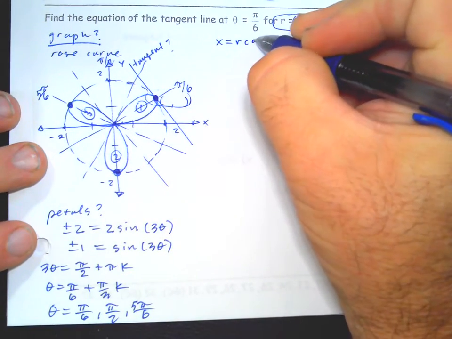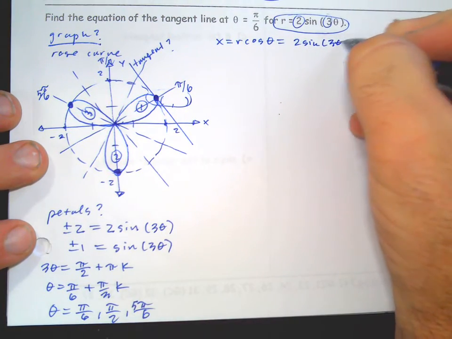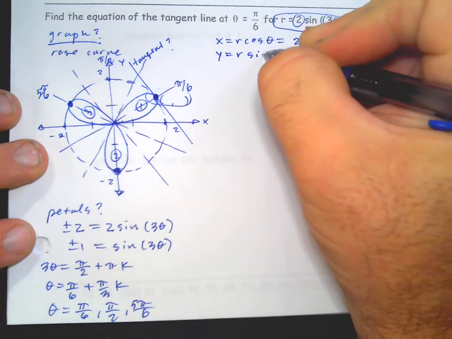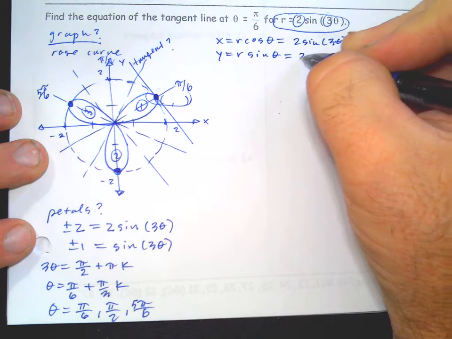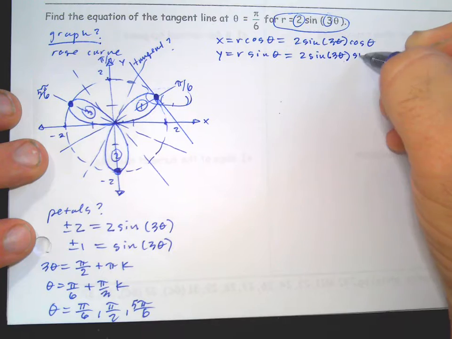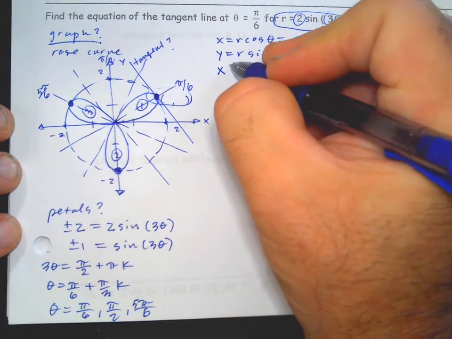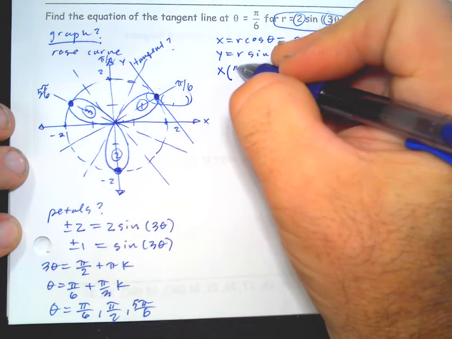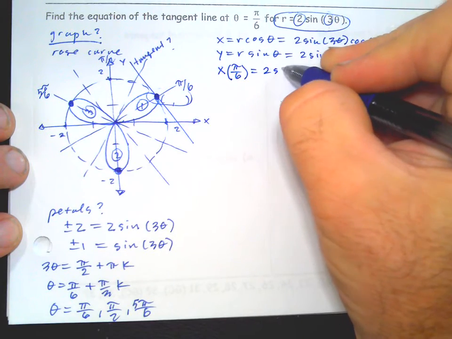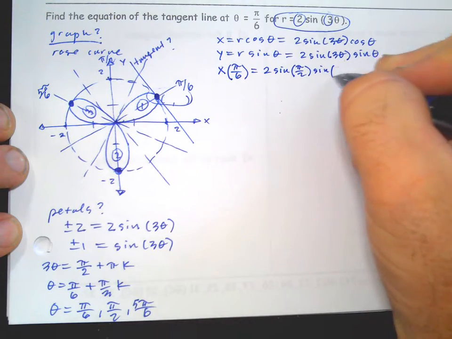You can use x equals r cosine theta, which is going to be 2 sine 3 theta cosine theta, and y equals r sine theta. We use these all the time. And then plug in the expression for r, that's in terms of theta. So we have expressions for x and y, and we can actually use those to find the x and y coordinates for our tangent line. So we're going to plug pi over 6 in. And we're going to get sine of pi over 2 and sine of pi over 6.